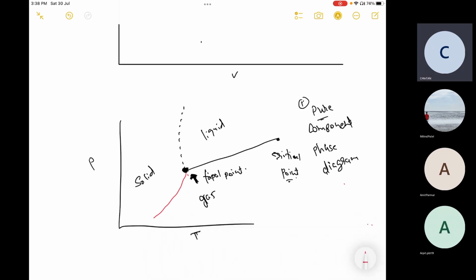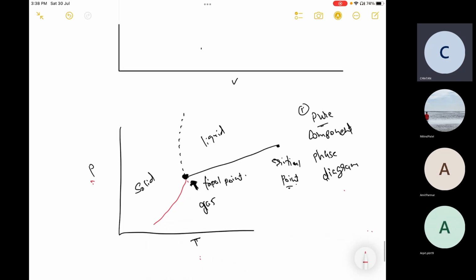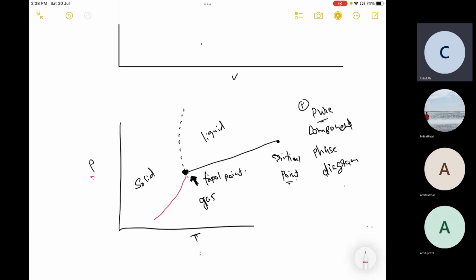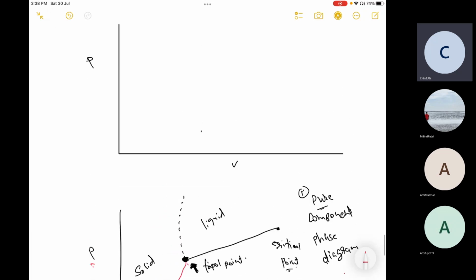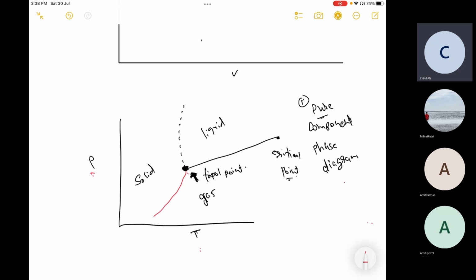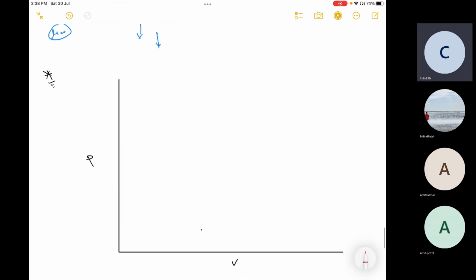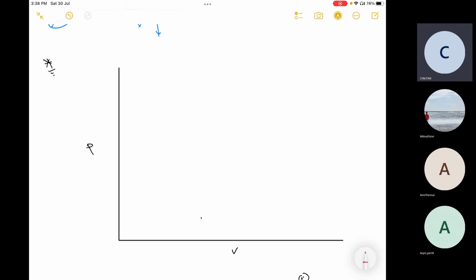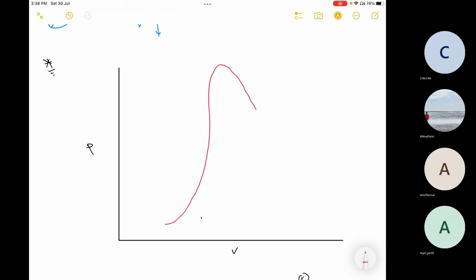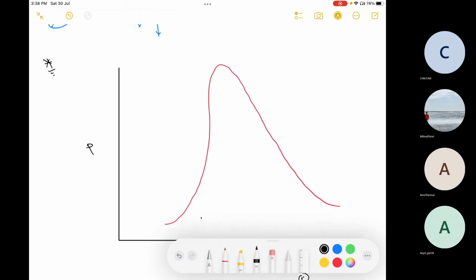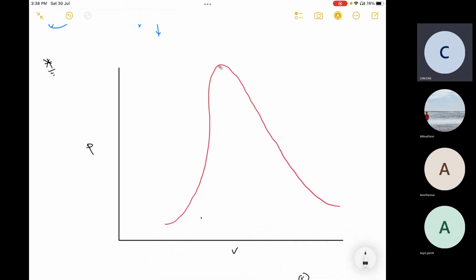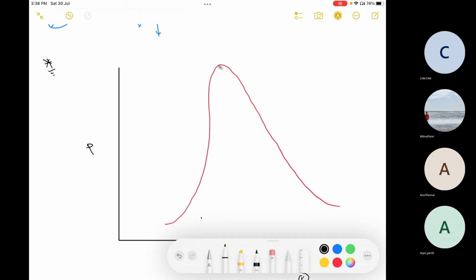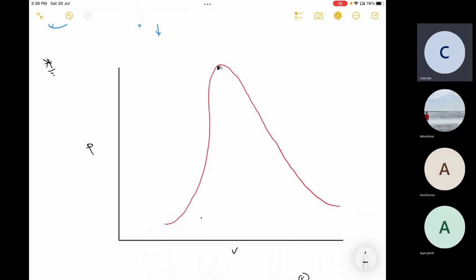So let's say this is a pressure versus temperature diagram, but I want to add a third parameter, volume. It is hard to visualize in 3D, so what we are doing is extracting the pressure-volume diagram for this liquid and gas. For liquid and gas, this curve is something like this, and this point is the critical point.